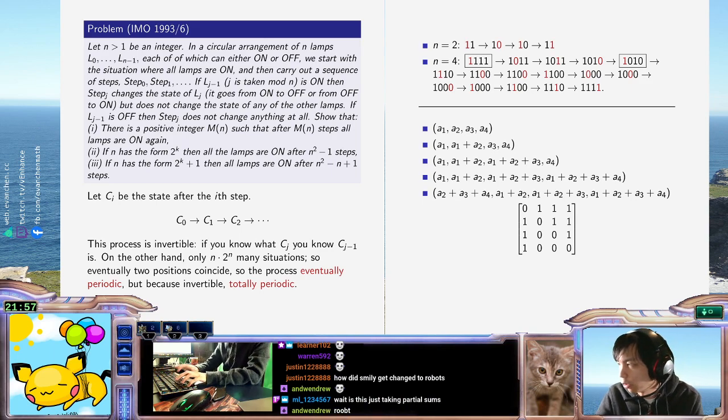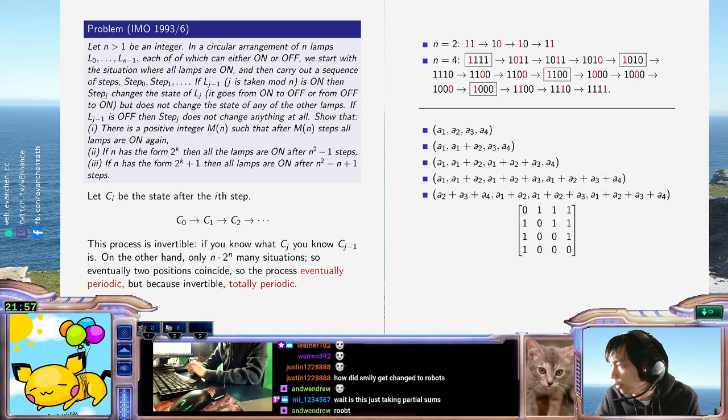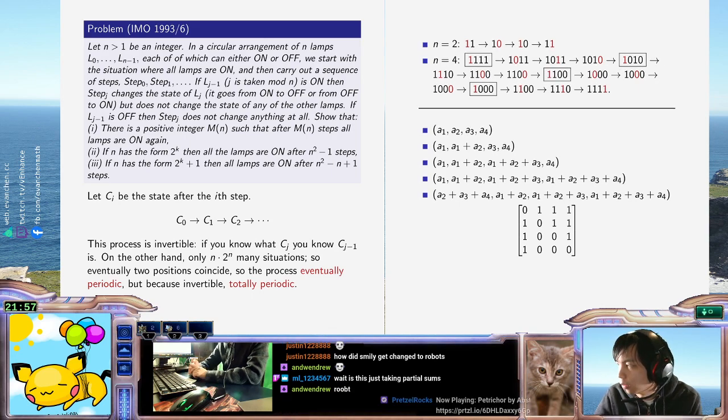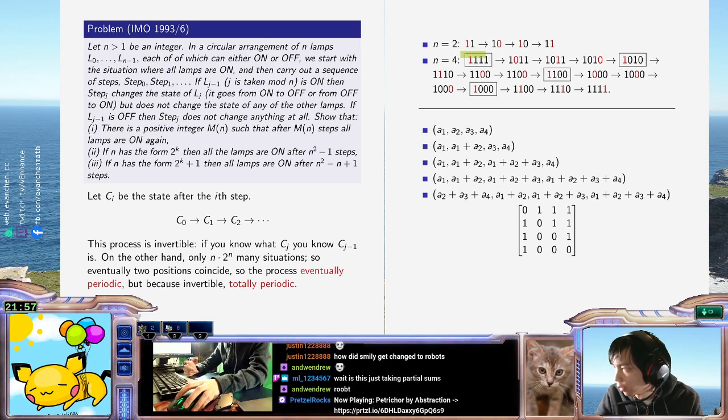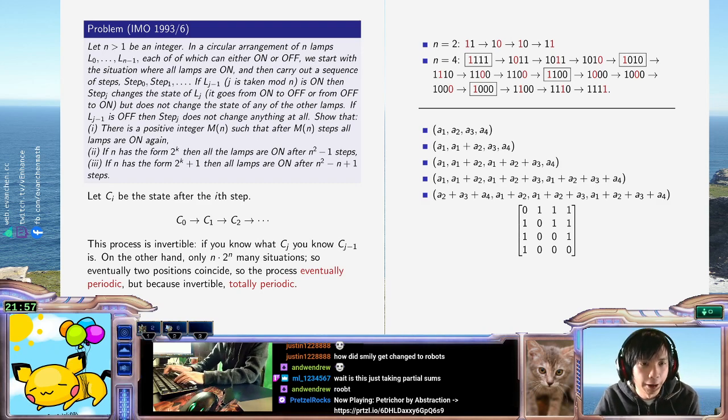So we start with all ones. We want to end with 1000. And basically I just want to look at these intermediate things and see what's up. I have a feeling that if I write out what it is for n equals 8, I will be able to see what's going on.